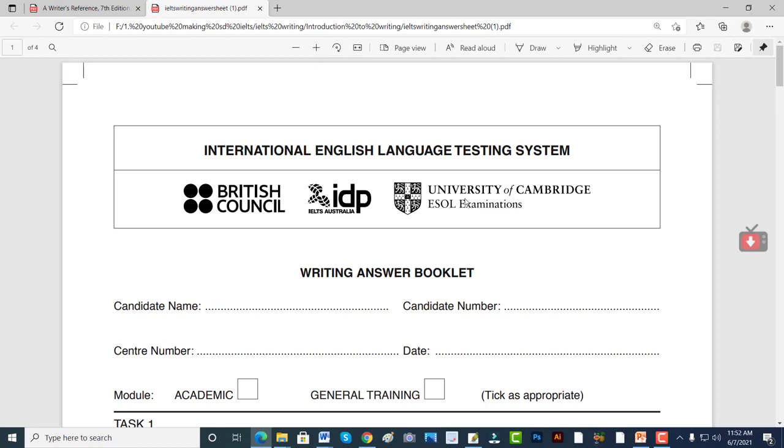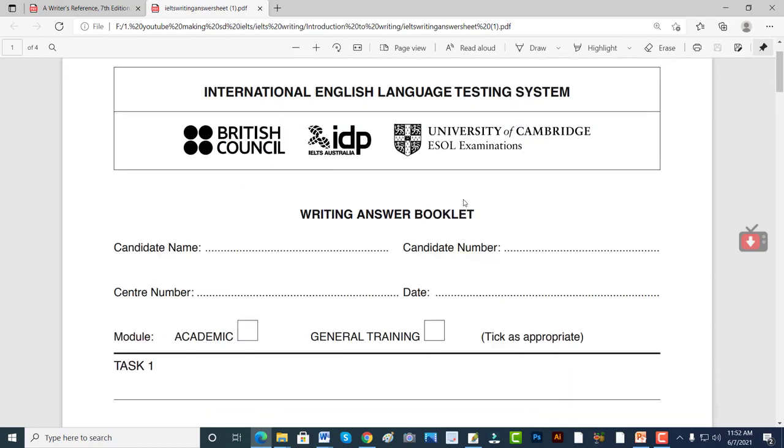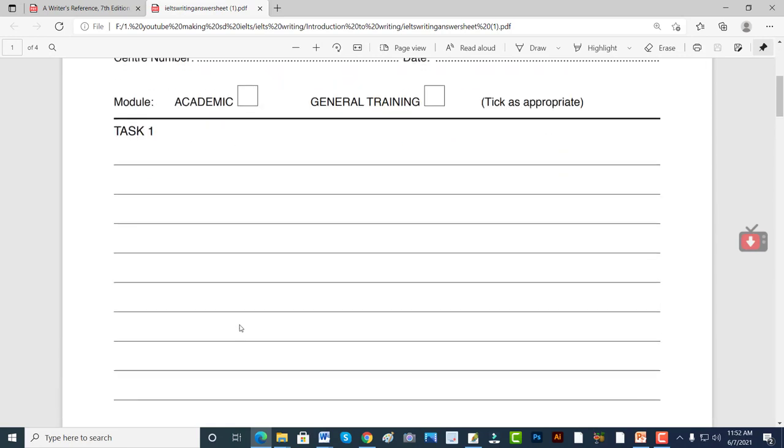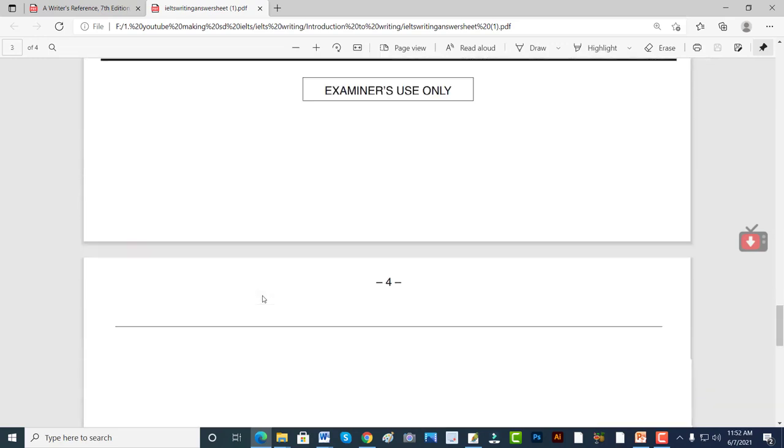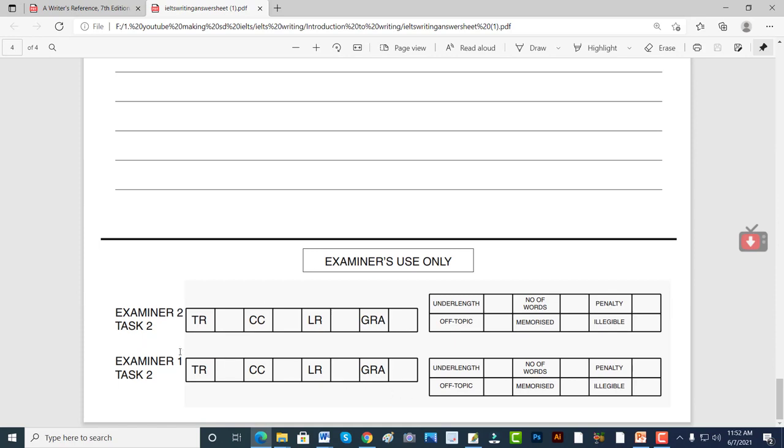So this is the IELTS writing cover page. When you go for the IELTS exam, you will get this. This is academic or general. If you go for general, you write general. If you are academic, you write academic. Task 1, you will start from here, and Task 2, you will start from here. In the last part, you see that there is something written. T is task response, C is coherence and cohesion, L is lexical resources, I mean vocabulary, and grammatical rules, sentence construction, everything they will look for. So in each part, there's a 9, 9, 9, and 9.